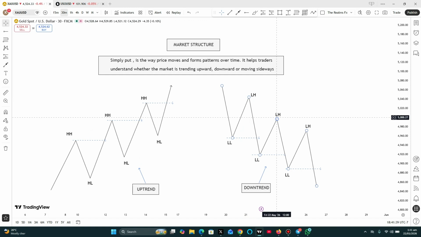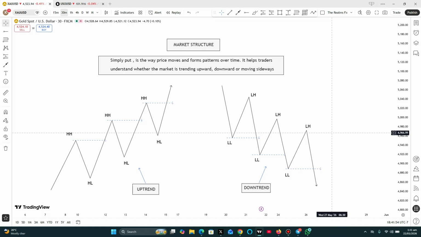Then it pulls back again, and what keeps on breaking the structure towards the downside. And that is how you are able to determine whether the market is in a downtrend. Do you understand? Now, the next phase or stage is when the market is what?